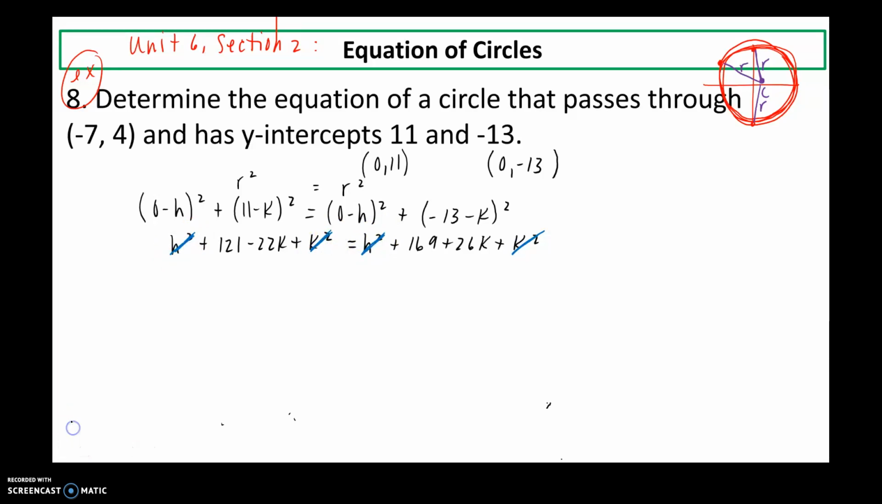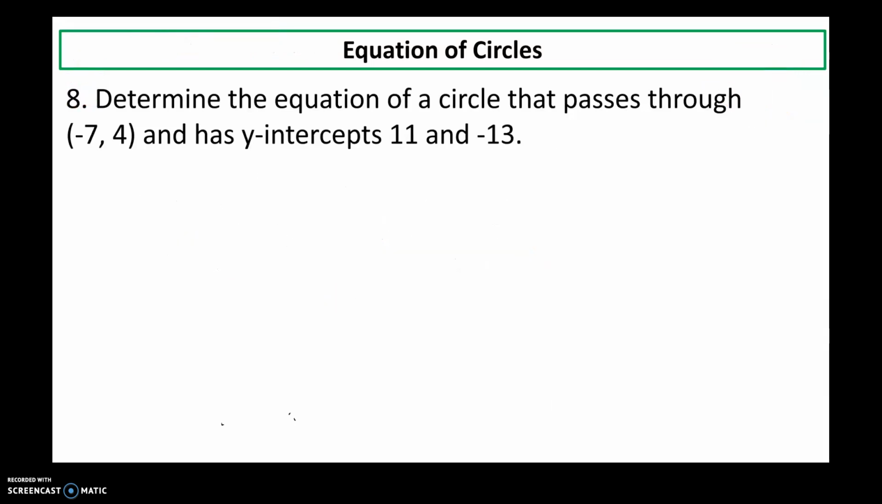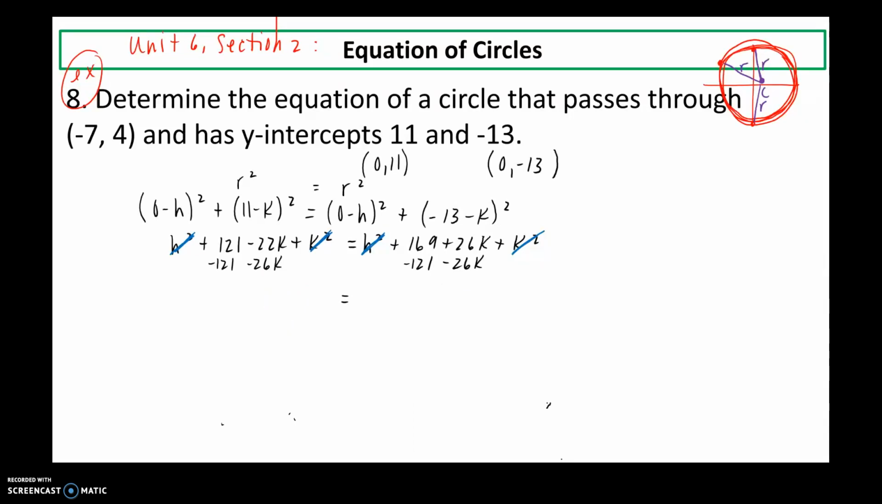So now I have one equation, one unknown. I'm going to subtract 26k and then subtract 121 from both sides of the equal sign. So that gives me negative 48k equals 169 minus 121, equals positive 48. So I have k is equal to negative 1.